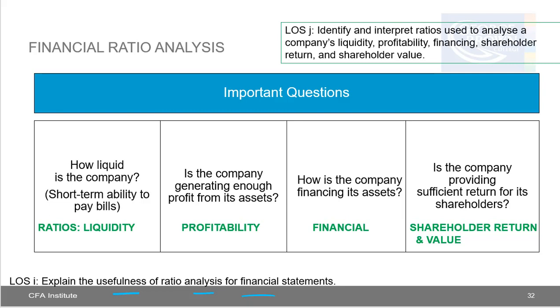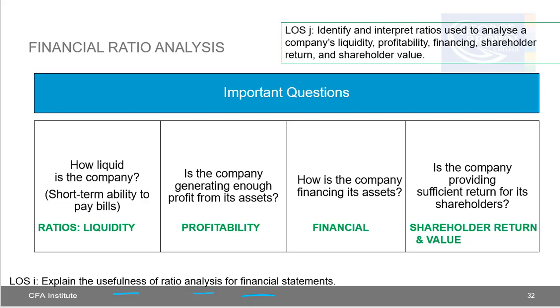In particular, investors can compare companies of different sizes as well as the performance of the same company at different times. Okay? So ratios help managers of the company or outside creditors and investors answer the following questions. Number 1, how liquid is the company, which is the short-term ability to pay bills? Number 2, is the company generating enough profit from its assets?